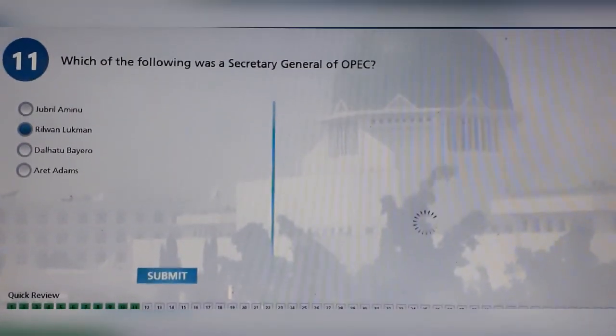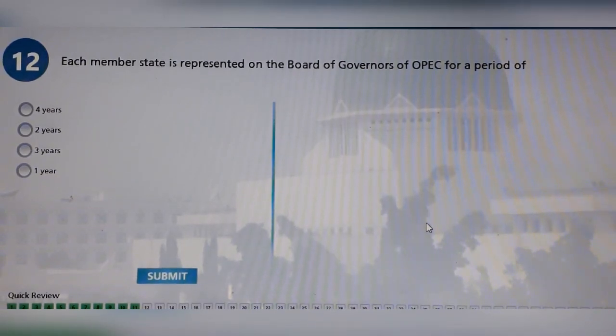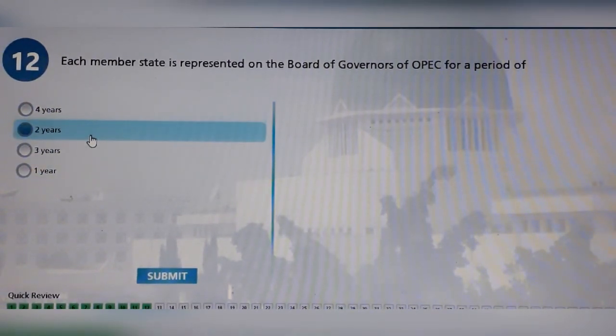Number 12 says, each member state is represented on the board of governors of OPEC for a period of A, 4 years, B, 2 years, C, 3 years, and D, 1 year. Please do not make the hasty inference of choosing 4 years, just like we have 4 years tenure. Each member state is represented on the board of governors of OPEC for a period of 2 years.